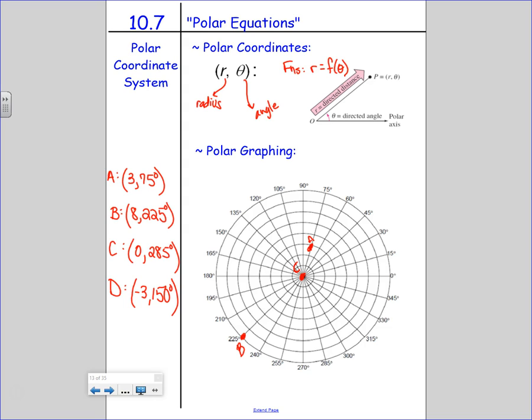Ooh, look at you guys. So couldn't I say that letter D is -3, 150, or +3, 330? Yes. Same point. So now we're getting introduced to the idea that one location can have many different ways of getting there. Now, they still have to follow certain rules. You can't just say any point will get you there. No, that's not true. But there are many different ways.